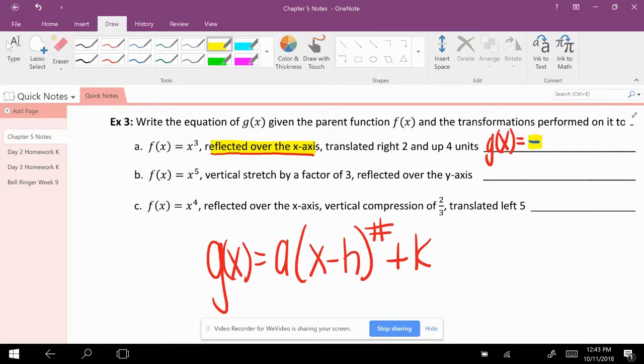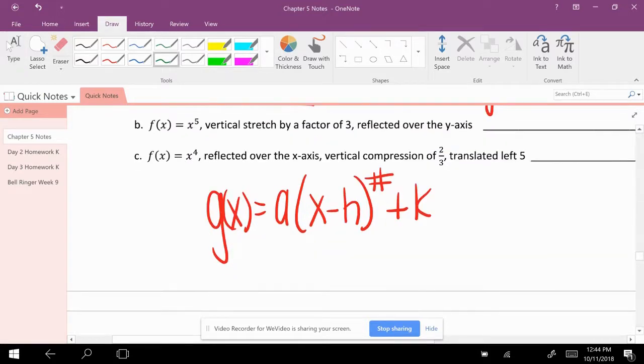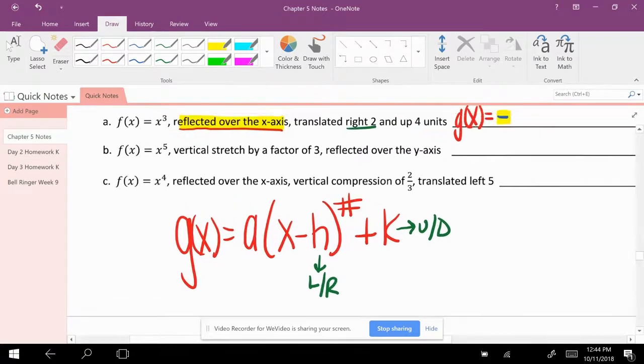Now it says translated to the right 2. So right 2. Would that be inside the parentheses with the H or would it be outside with the K? Whenever you're going left or right, I heard someone say it's inside. Remember, inside the parentheses is left, right. And if you forgot that, that's okay. You can put an LR here to show that you're moving left and right. And maybe for K, you can put a UD for up and down, just so that you remember. And you'll always be given the formula on the test, so don't feel like you have to memorize it.